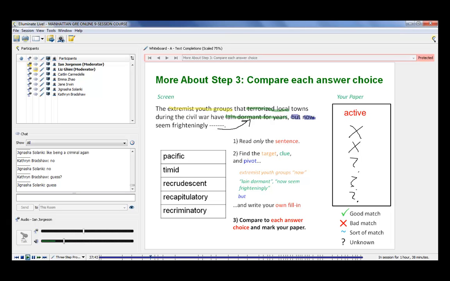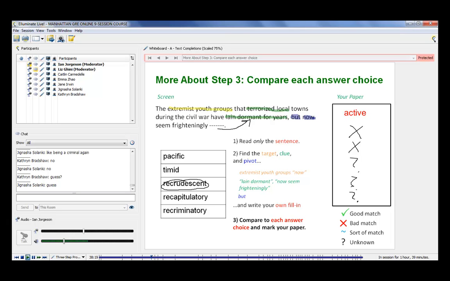Okay, we got 2 C's and 3 D's. And it turns out recrudescent is the correct answer, because recrudescent means something is breaking out again or starting up again. It's usually used in a medical context: the medical problem this person had is recrudescent. They had it before and it's coming back again. But it can also be used in senses that have nothing to do with health.